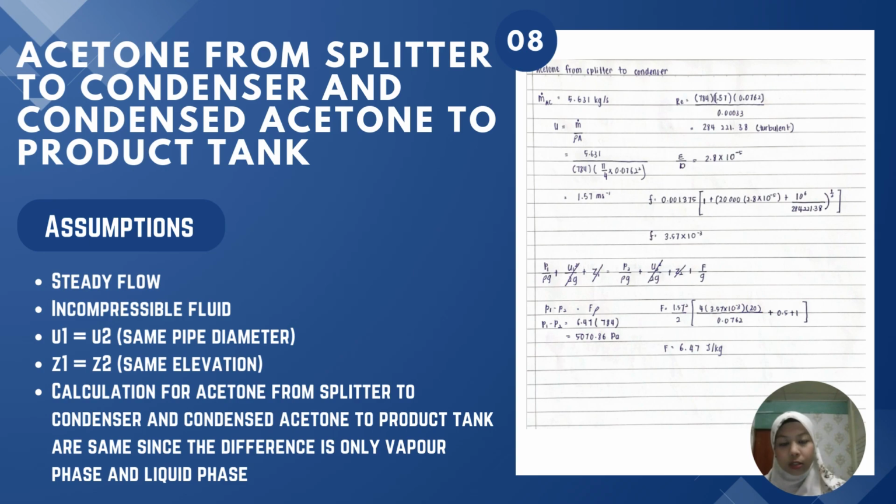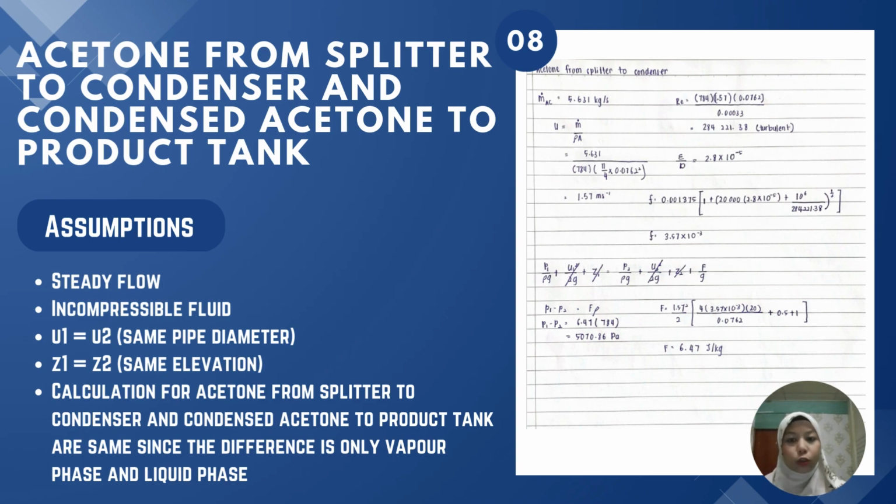For the mass flow rate of acetone, which we got from the mass balance, we get 5.631 kilogram per second. Then we can find the velocity, which is 1.57 meter per second. And we can use the value to calculate the Reynolds number, which gives a turbulent flow. Then we can get the friction factor, which is 3.57 times 10 to the power of negative 3.